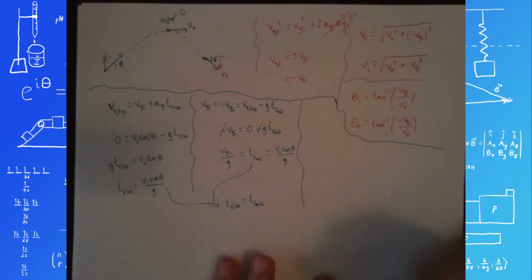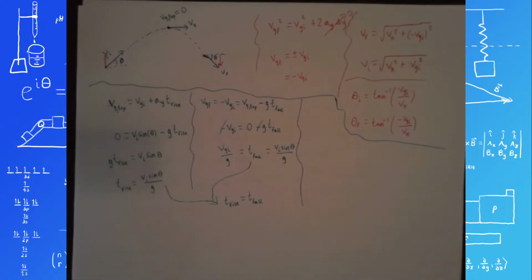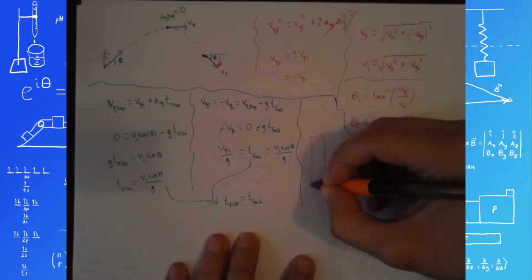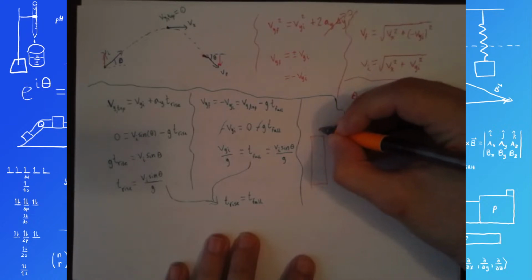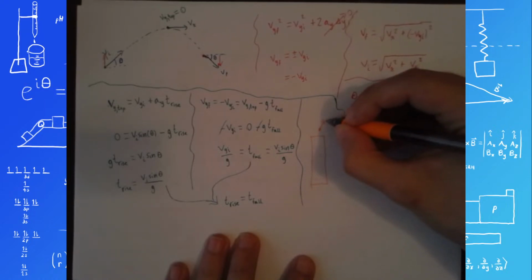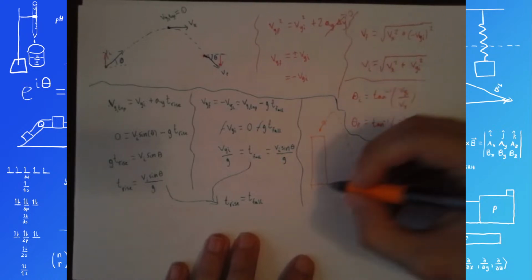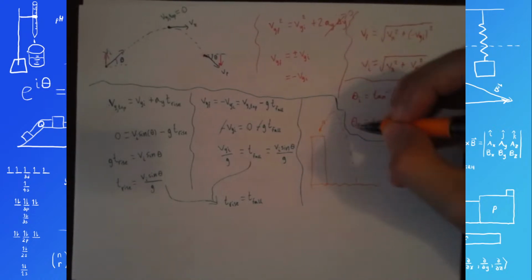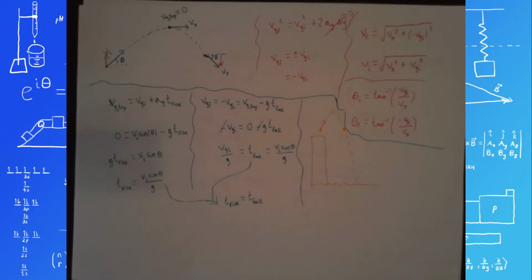For example, you might see an object thrown at an angle off of a building. You might see somebody standing on top of a building and they throw something off the top of the building and it goes up into the air and then it comes down. This is not a symmetric case. There is symmetry from this point to this point, but past that, you're just going to have to do things the hard way.